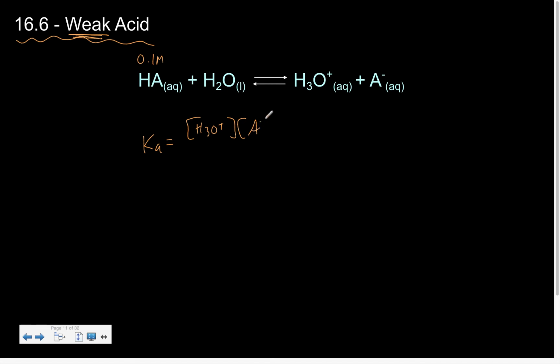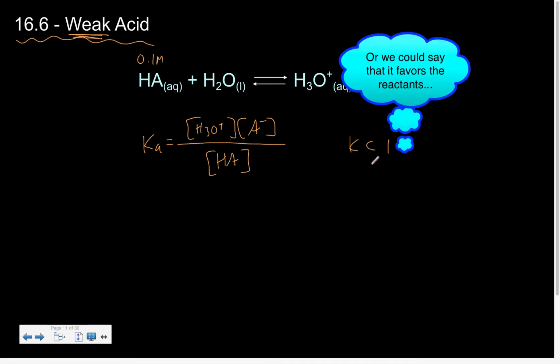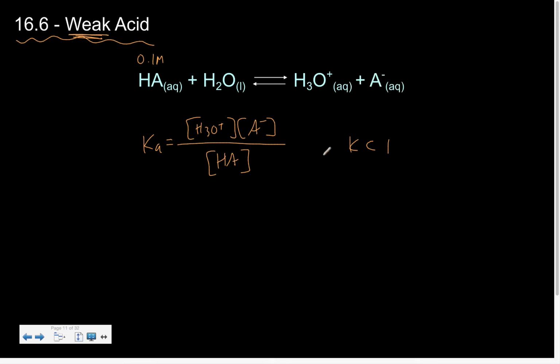Because we have this, and we have this, right? And now this becomes important. So this number is going to be what kind of a number? It's going to be less than 1, right? Because we know that this is not going to dissociate completely, okay? But the same principle still applies. The bigger my Ka value, the stronger my acid.